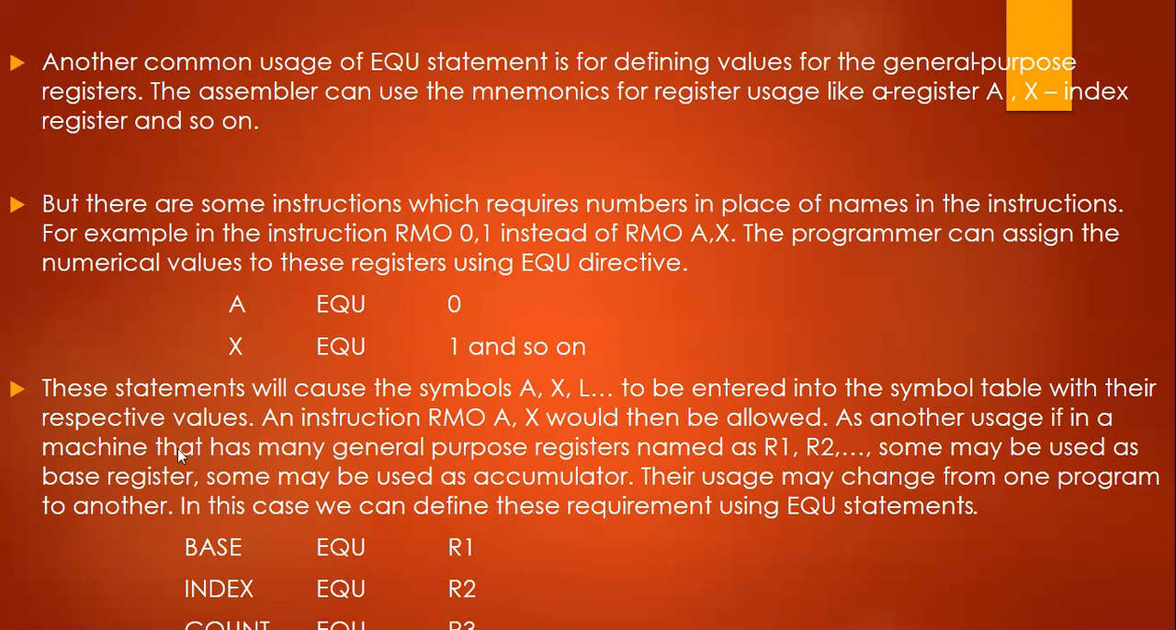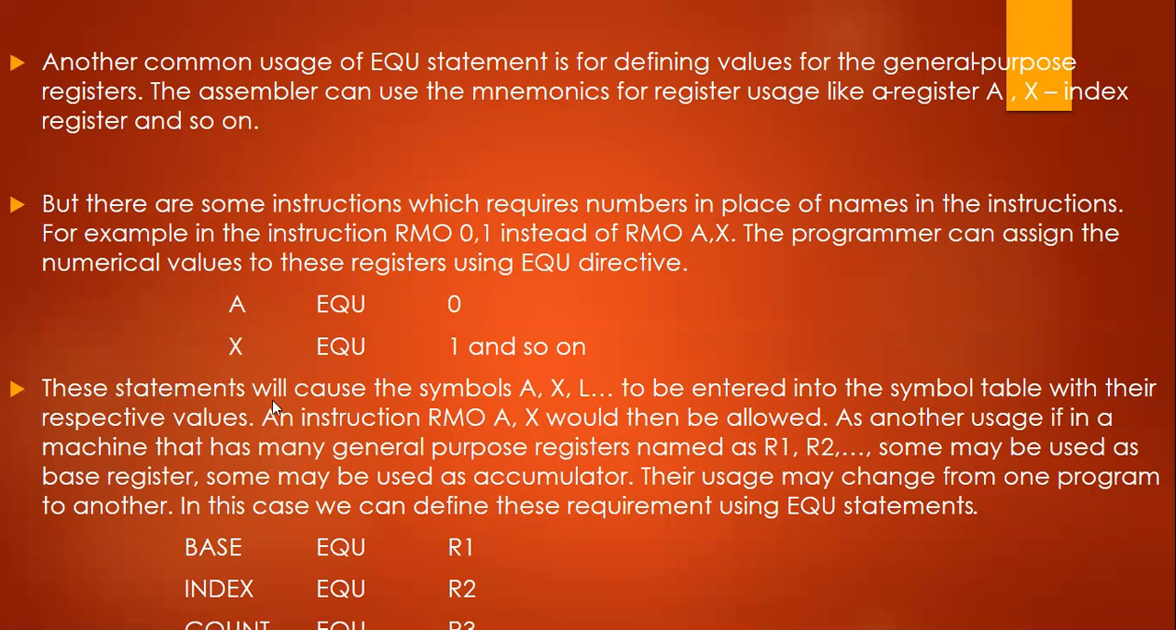So here you have an example. We are having two registers, the accumulator and the X index register. Instead of using A and X, I would like to use the numerical value in place of this. So A equals 0 and X equals 1. Then if you want to perform any arithmetic operation or any kind of operation, instead of A, X, I can use 1 comma 0 or 0 comma 1. See here, 0 comma 1: 0 represents A and 1 represents X exactly. So this will help us.